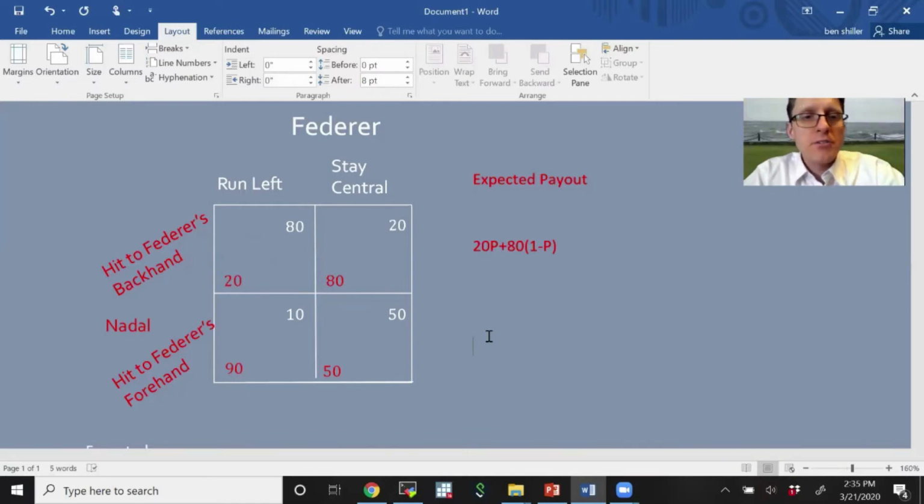So it's going to be the probability that Federer runs left, which is P, times Nadal's payout in that case, which if Nadal is hitting to Federer's forehand side, his payout is 90, plus the remaining probability, that's the probability that Federer stays central, which is equal to 1 minus P, times Nadal's payout in that case. So now we've written down Nadal's expected payouts from his two strategies as a function of Federer's chosen probability of running to the left as opposed to staying central.